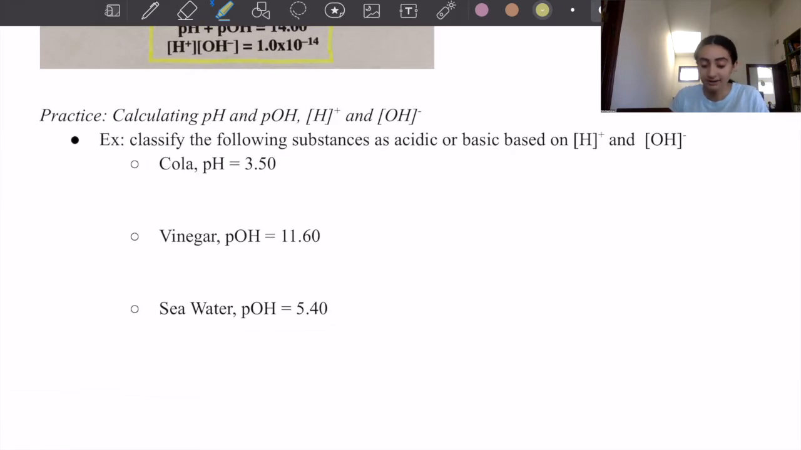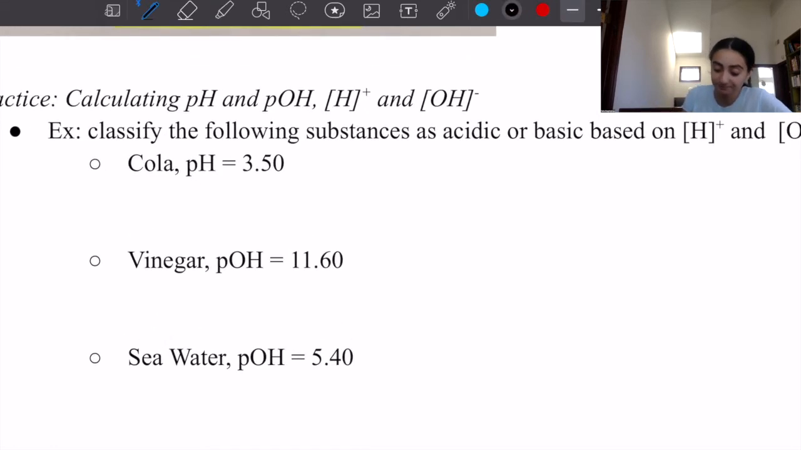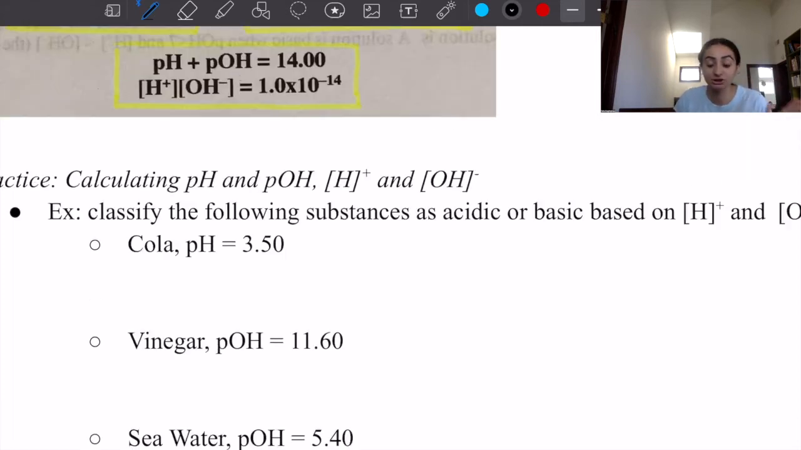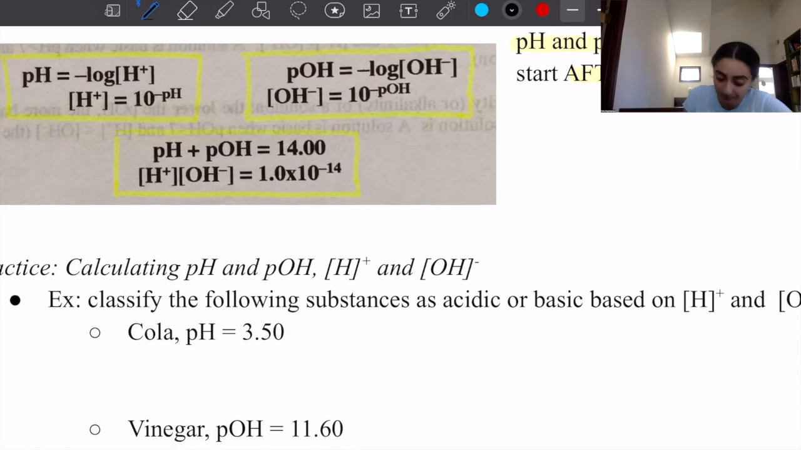So now let's calculate the concentration of hydrogen and hydroxide in these solutions and classify them as acidic or basic. So first we have cola with a pH of 3.5. We already know that if the pH is less than 7, it's going to be acidic. So we know the answer we're kind of looking for, but let's calculate the concentration of hydrogen anyway.